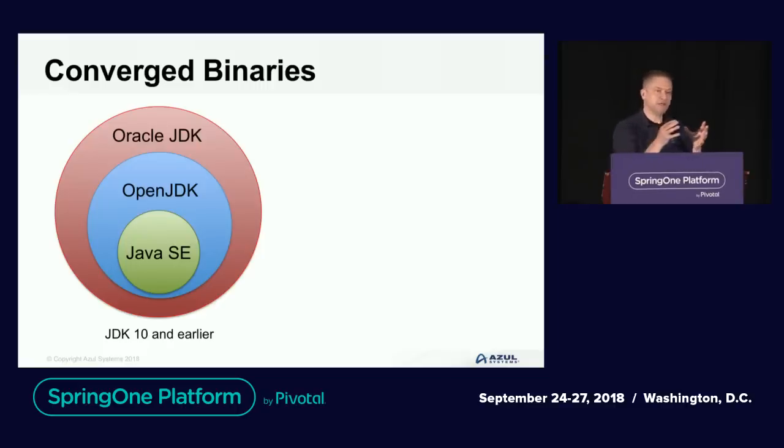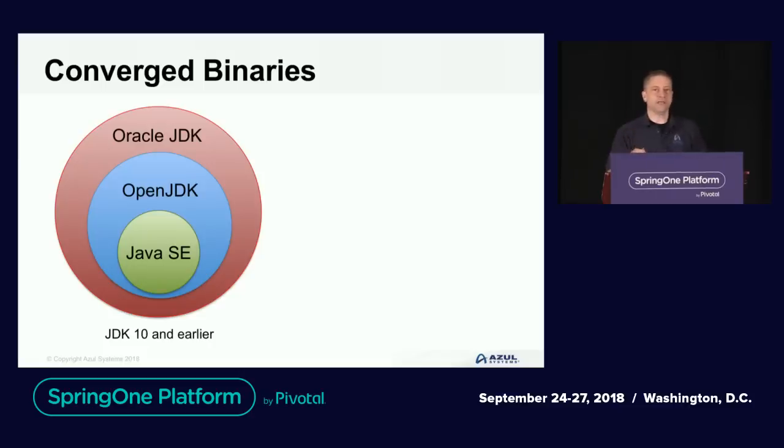OpenJDK is the source code to the reference implementation of the Java SE standard. So it includes everything that is in that standard. But it's actually a superset of that standard. There are a few things in OpenJDK which are not part of Java SE. Most obvious of these is the Nashorn scripting engine. So that's part of OpenJDK, but not Java SE.